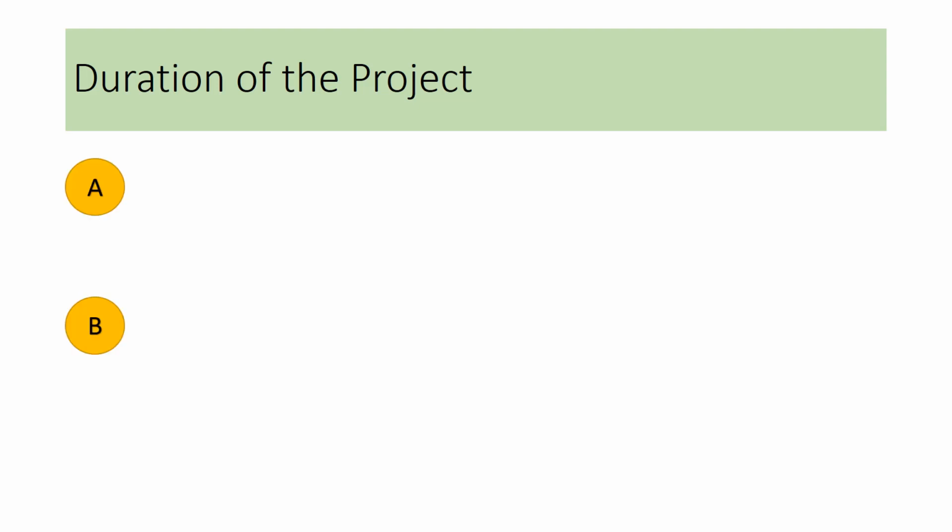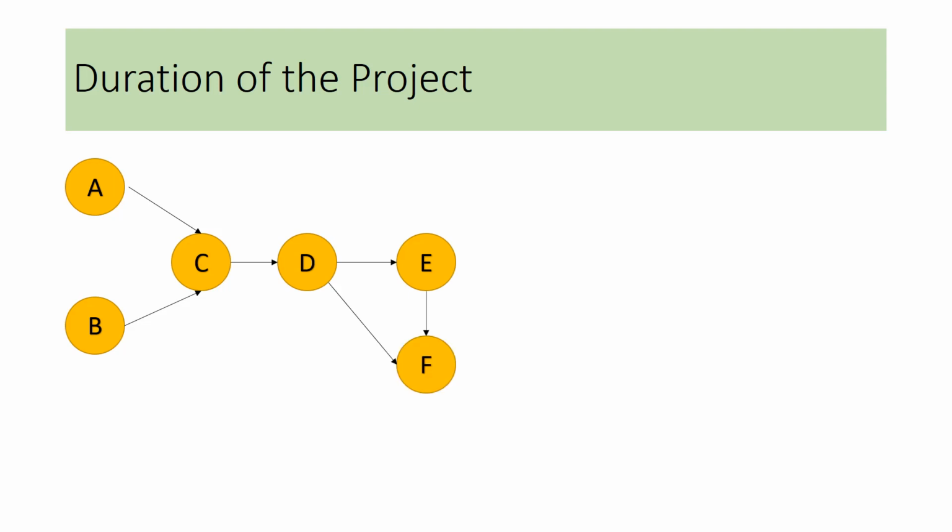Now, if you remember, we determined that task A and task B could be started in parallel, so they were not dependent on any other task to be completed. But task C was dependent on the completion of task A as well as task B. Similarly, task D was dependent on the completion of task C. So task D is connected with task C. Task E was dependent on the completion of task D, but task F was dependent on the completion of task E as well as task D.